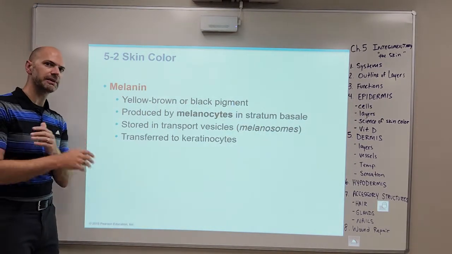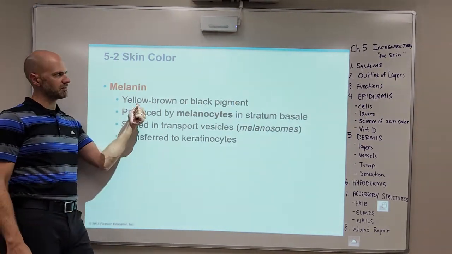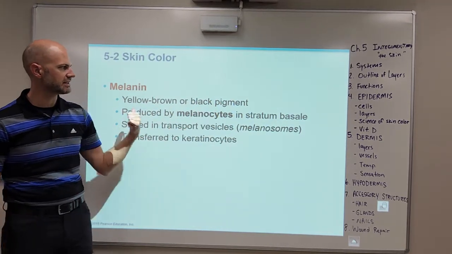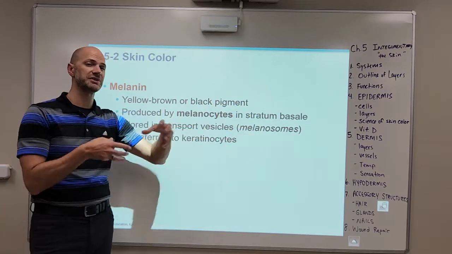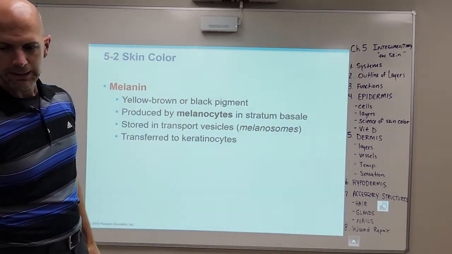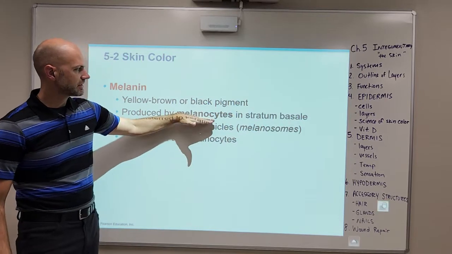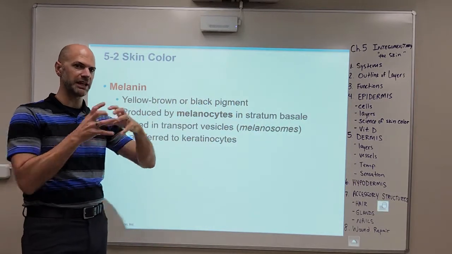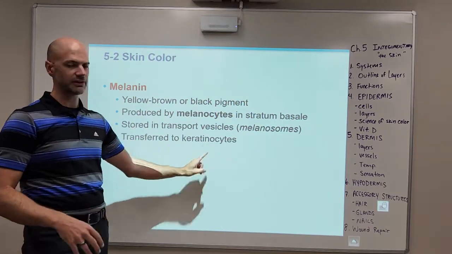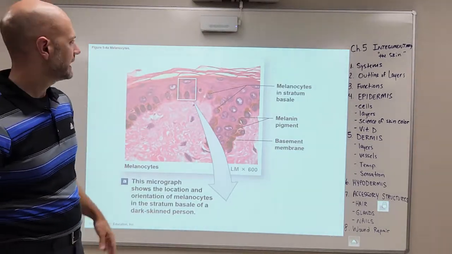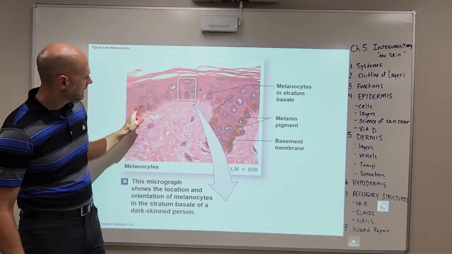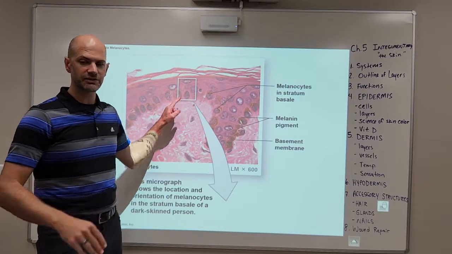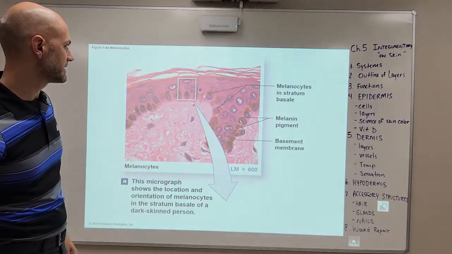Melanin, the more common skin pigment, can range from yellow-brown to black, a very dark brown. It's produced by melanocytes, and they have melanosomes inside of the melanocytes. The melanocytes transfer the melanin to the keratinocytes. So there's actually a pigment transfer into the keratinocytes. We'll talk about that. These melanocytes live in the stratum basale, in the bottom layer.